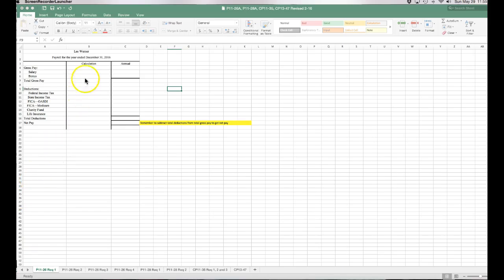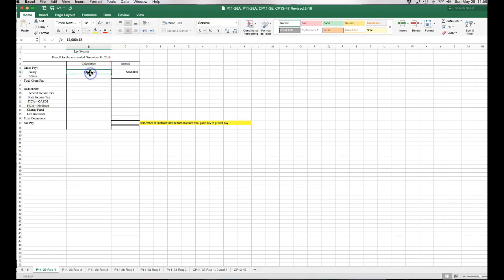So if you notice that there's 2 columns here, there's the calculation column, and then there's the annuals. So what I want you to do in this column is actually show me your calculation. So for instance, the salary, they say he earns $14,000 monthly. Since we're calculating it on an annual basis, we want to take that 14,000 and multiply it by 12. Okay, that's your calculation. And then here, you're going to be putting in that particular amount, which is $168,000.